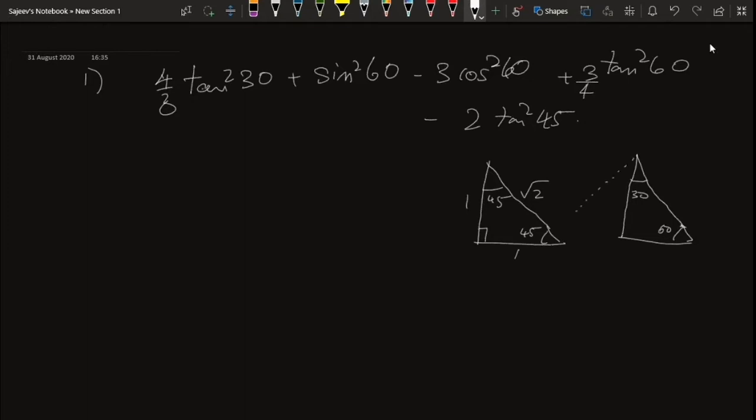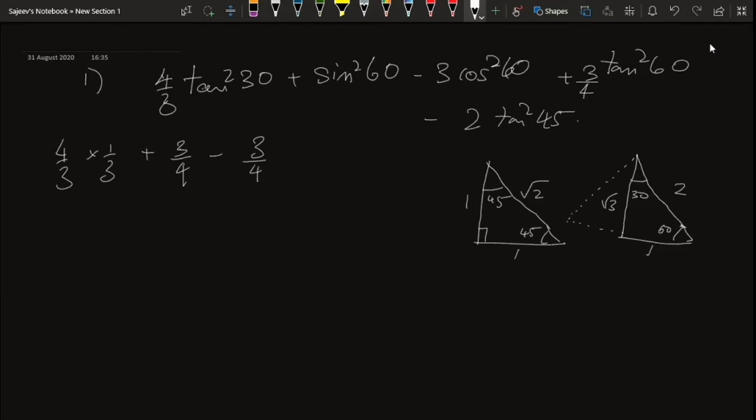This is actually a part of an equilateral triangle, right? That's true. Then if I use Pythagoras theorem, I get height as root 3. Okay, so we have our sides, we are ready to get the ratios. So 4 by 3 tan square 30, what is tan 30? If we look at the triangle, tan is 1 by root 3, so into 1 by 3 plus sin square 60. What is sin 60? Sin 60 is root 3 by 2, so 3 by 4 minus 3 cos square 60.